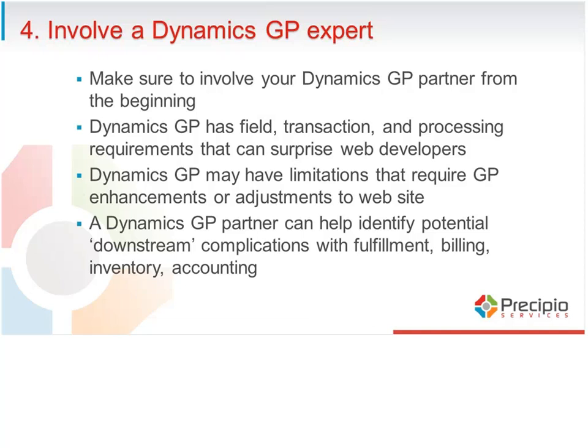And so a Dynamics GP partner or an expert can help you identify some of those potential downstream complications that may affect fulfillment, may affect billing, credit card processing, inventory, shipping, and the accounting and reporting implications. So it's very good to get a GP expert involved so that you can identify those things early on.